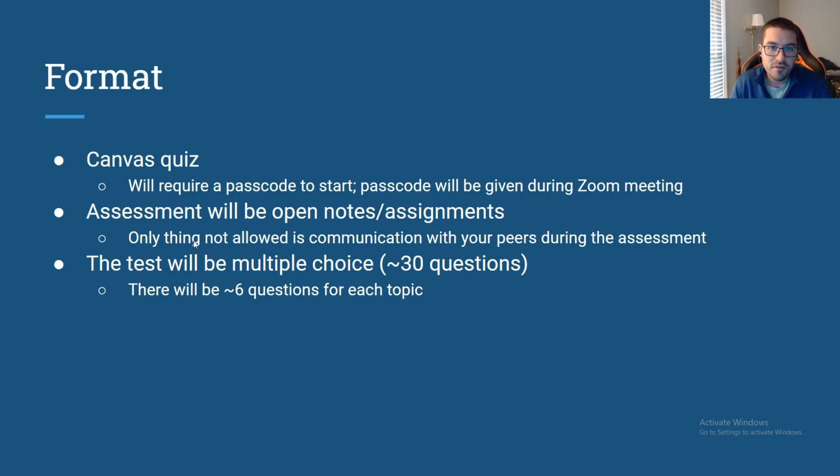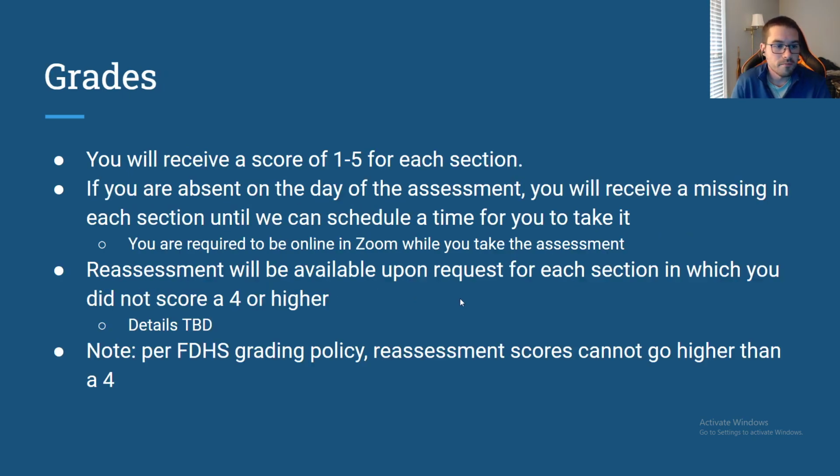The only thing that I'm asking you not to do is to communicate with your peers while you're taking the assessment. It's going to be multiple choice, no short answers this time. It's going to be about 6 questions per topic, so 6 questions times 5 topics is about 30 questions total, which means that everybody will probably be able to get done in about 30 minutes, maybe a little bit more, a little bit less, depending on how fast you work.